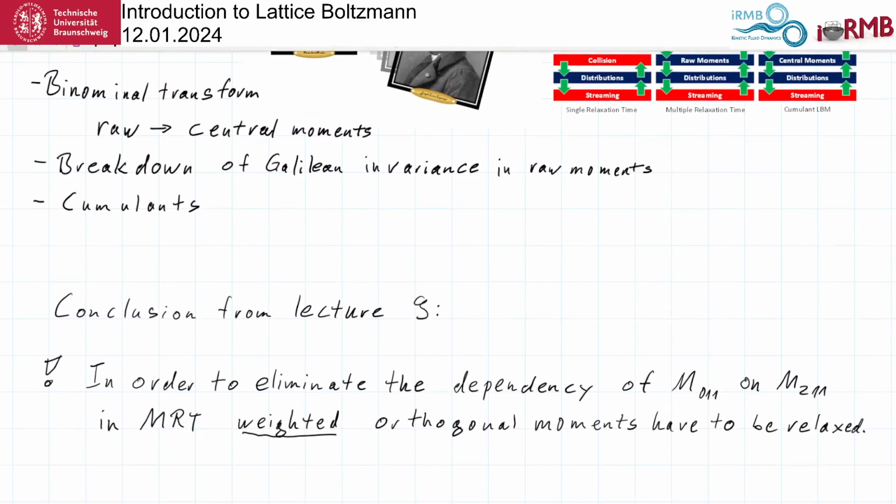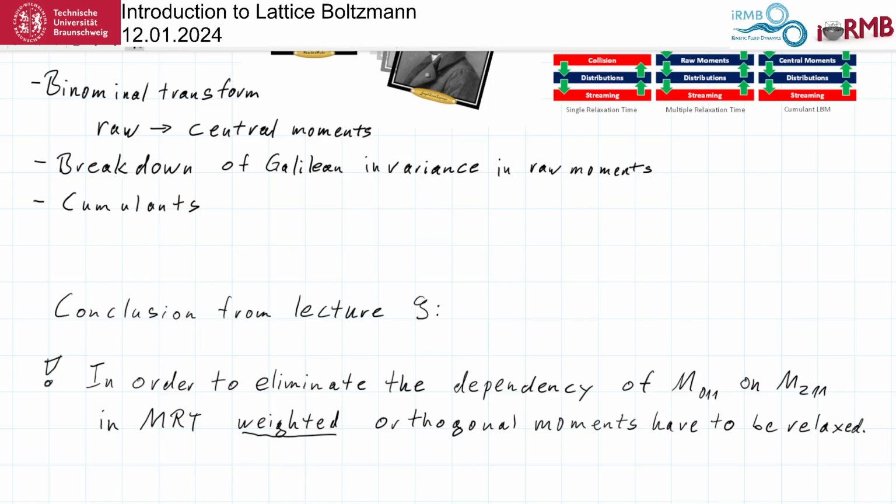Okay, so in the last lecture, lecture number 9, we had the conclusion that the original MRT method, at least in 3 dimensions, has a problem with one of the fourth order moments, namely the moment M211, which has a spurious dependency on the moment M011, which we could remove if instead of using the classical MRT method from d'Humières and Lallemand, we use the weighted orthogonality.